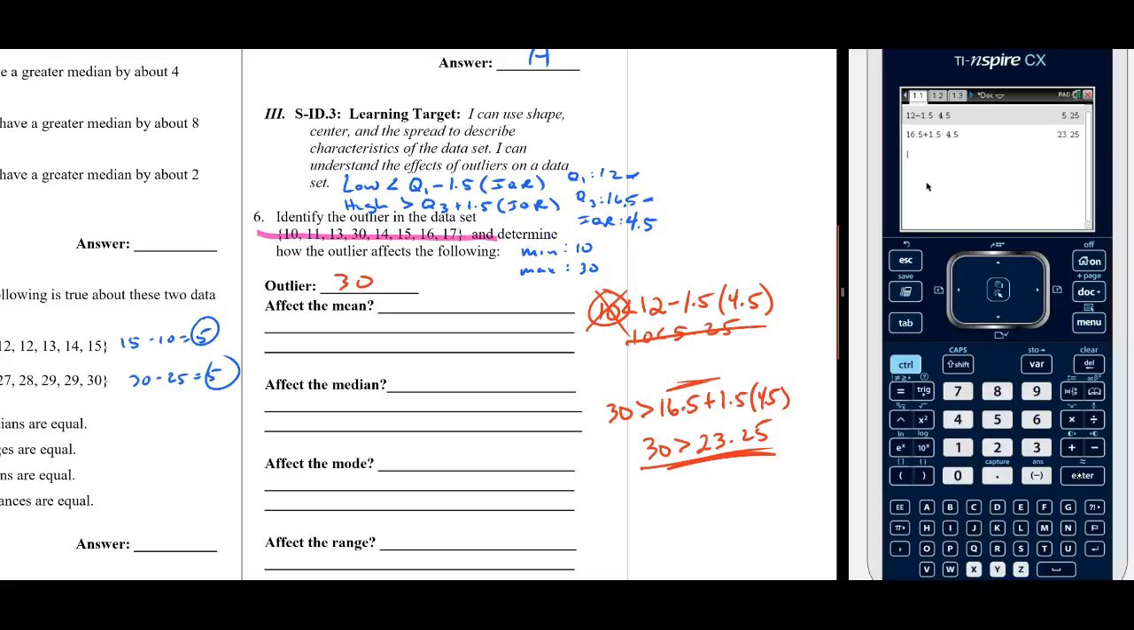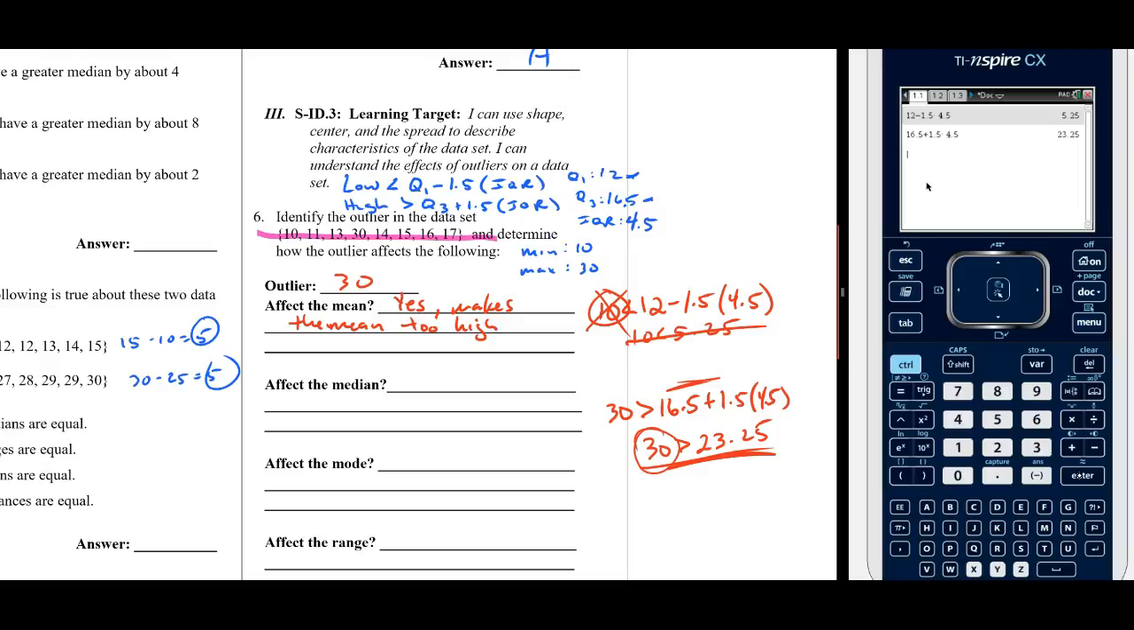Does it affect the mean? Well, the mean is the average of all the numbers. So since I have an outlier that's too large for the data set, I remember I have to add up all the numbers to find the mean. And when I add them all up, I'm adding a number that's bigger than it should be. So that's going to make the mean skewed higher. So does it affect the mean? Yes. Makes the mean too high.